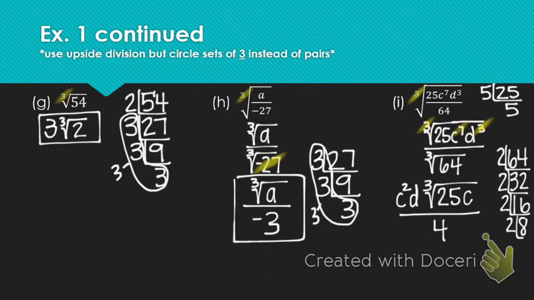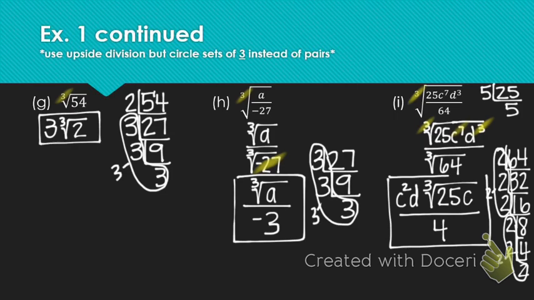2 goes into 8 4 times. And 2 goes into 4 2 times. I've got a set of 3 and I've got a set of 3. This set becomes a 2. This set becomes a 2. And everybody, what's 2 times 2? 4. So if you do not know off the top of your head, it's okay. Upside down division will help you find your answer.